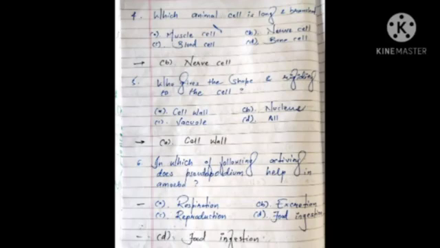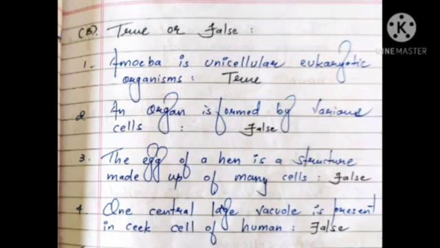Sixth one is in which of following activity does pseudopodia help in amoeba, and the answer is food ingestion. Now talking about true or false, and the first one is amoeba is unicellular eukaryotic organism, that is true. Second one is an organ is formed by various cells, that is false. Third one is the egg of a hen is a structure made up of many cells, that is false. Fourth one is one central large vacuole is present in cheek cell of humans, that is false.